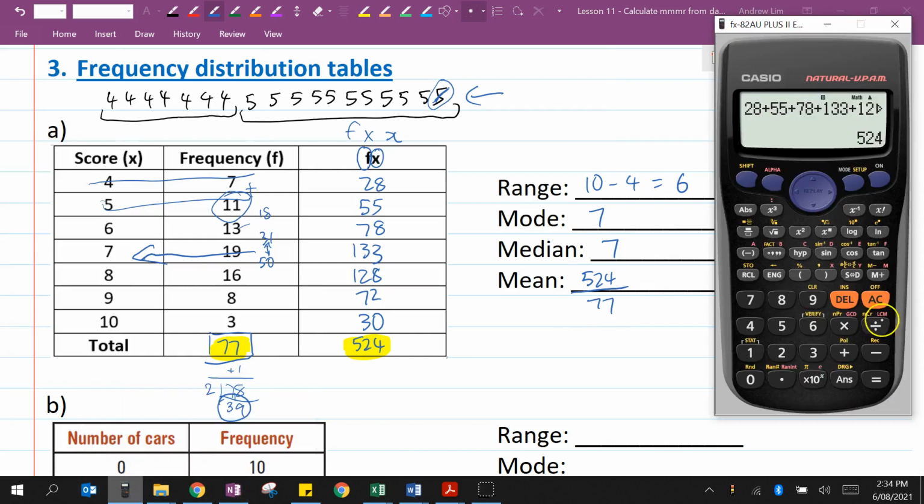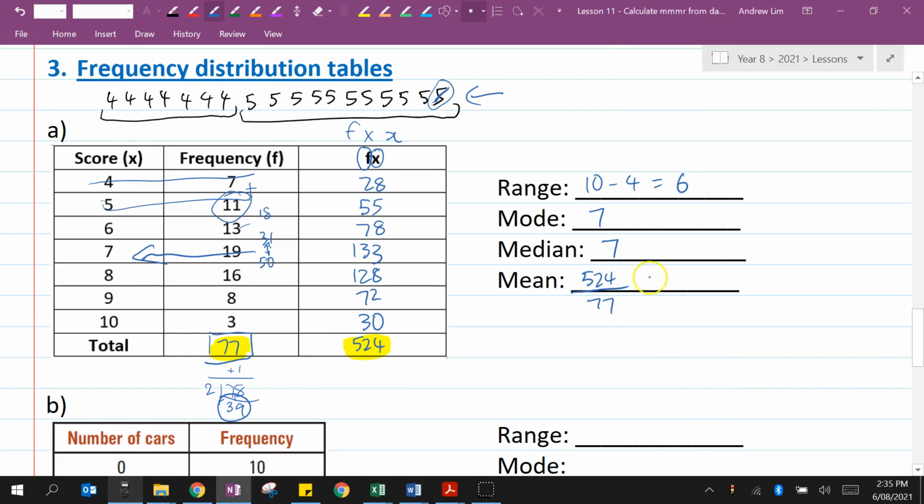So here's my calculator. 524 divided by 77 is 6.8, to 1 decimal place. And we can see, because the lowest score is a 4 and the highest score is a 10, our mean and our median and our mode should all lie somewhere between there, and they do, which is good.